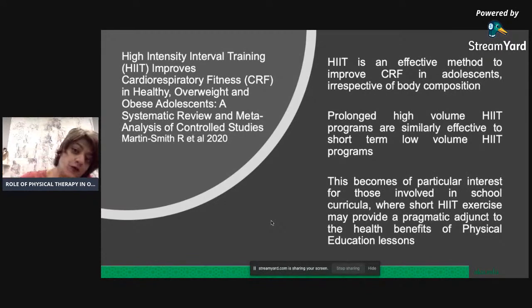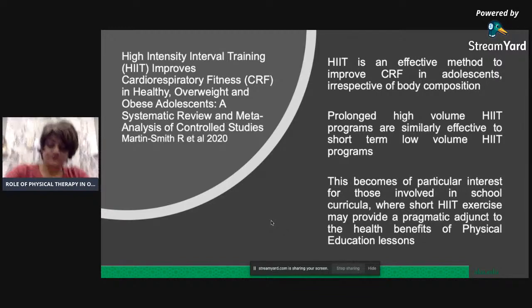So this is a really cool study. Again, it was a systematic review and meta-analysis of controlled studies. This was done by Martin Smith et al., and they published last year in 2020. And they looked at whether or not high-intensity interval training actually has an effect on cardiorespiratory fitness, so heart and lung health, in individuals that are healthy, overweight, and obese adolescents.